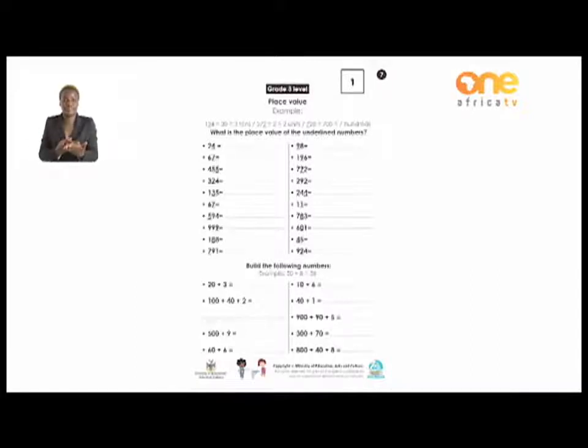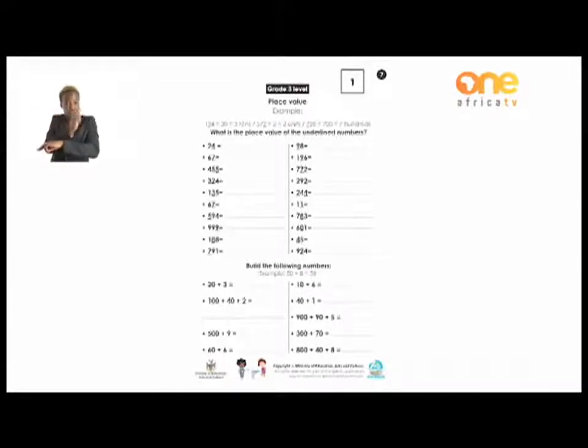So, let's quickly look at the activity that I have for you there. What is the place value? Remember, place. We want to know the place of the number that has been underlined. Let's look at the first one, 24. The number 4 is underlined. We want to know the name of that place. Is it hundreds, tens, or units? There are only 2 digits there, so it's only tens and units. So the place for the 4 is the units. You write the word units there.